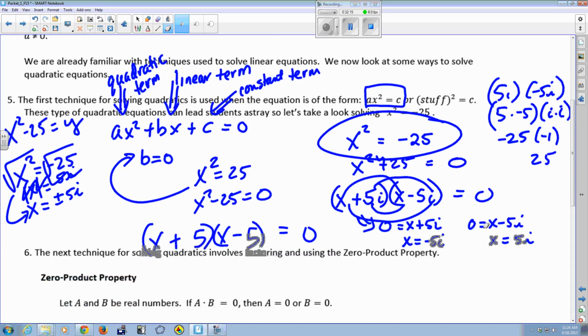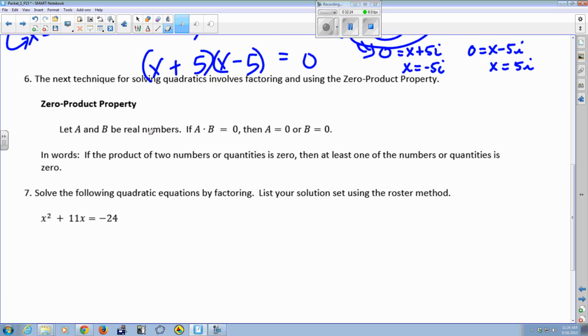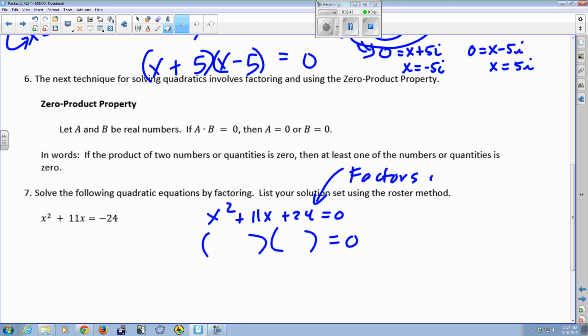Okay, so this idea of making it a multiplication problem that's equal to 0 is this property right here. And this property, the zero product property, helps us to solve quadratic equations with factoring. So let's do this really quickly. I'm going to take this quadratic equation. I'm going to add 24 to both sides. And now I'm going to factor this equation. Factors of 24 that add up to 11 are 8 and 3.